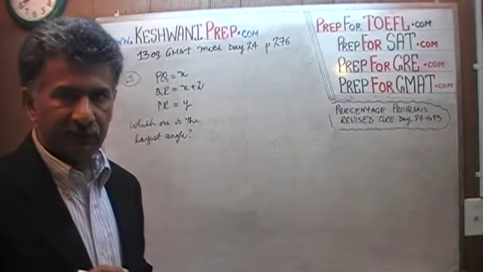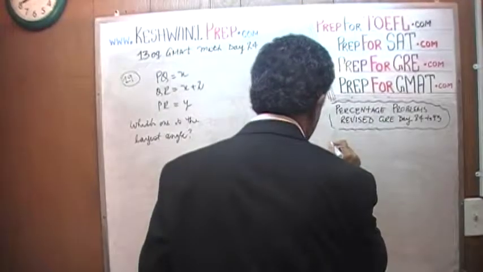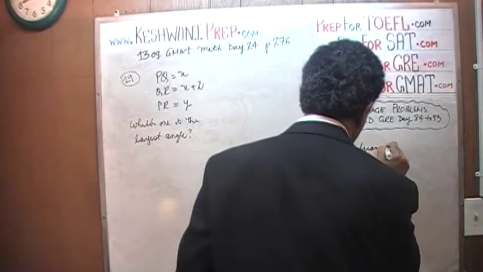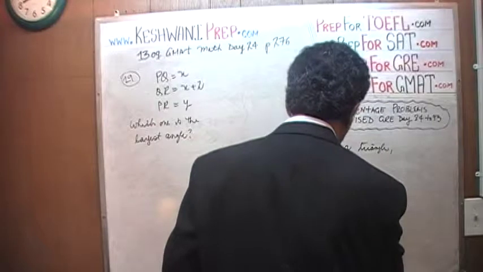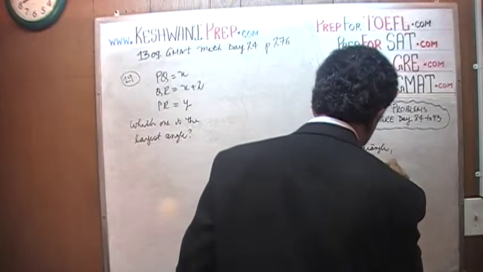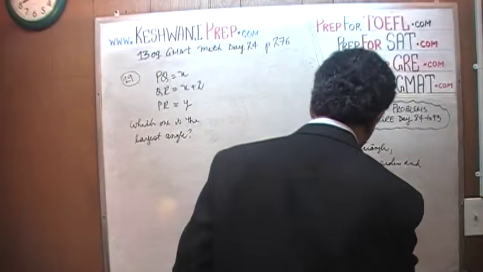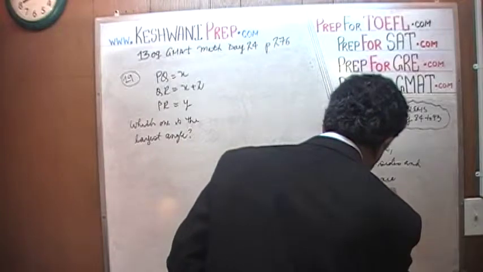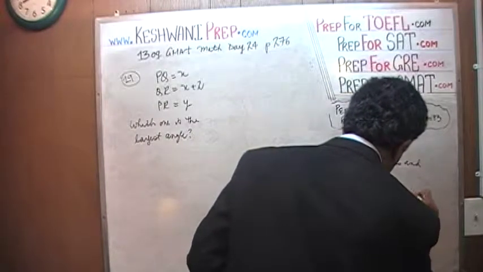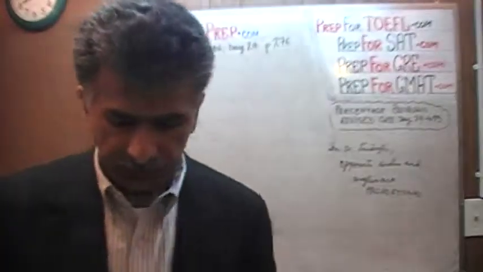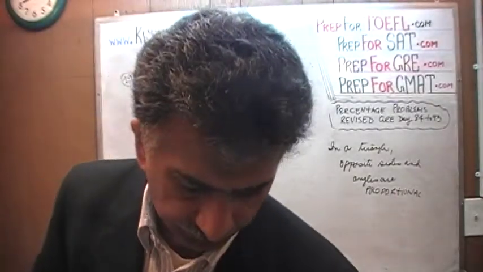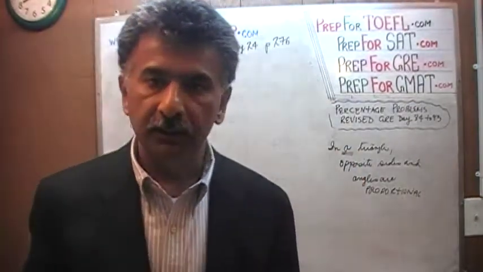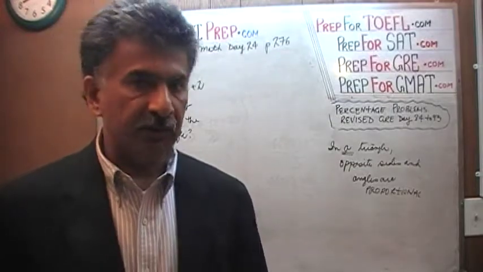The concept that they are testing in this problem is this one right here. In any triangle, opposite sides and angles are proportional. What does it mean? First of all, notice that it says in a triangle. Which kind of triangle? Any old triangle. It doesn't have to be any particular kind of triangle.